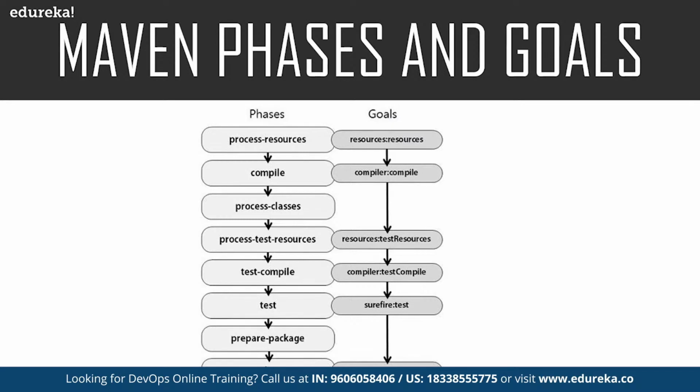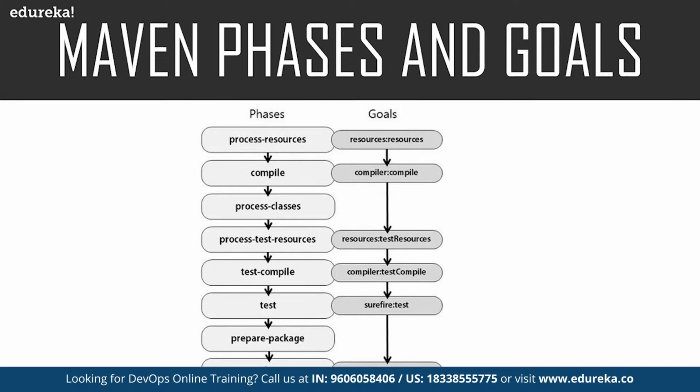Here are some of the most important phases in the default build lifecycle. Validate: this phase checks if all the information necessary for the build is available. The compile phase compiles the source code of the project, whereas the test compile compiles the test source code. The test phase is responsible for running the unit tests of the application. The package phase is responsible for packaging the compiled source code into a distributable format, that is the WAR format or the jar format.